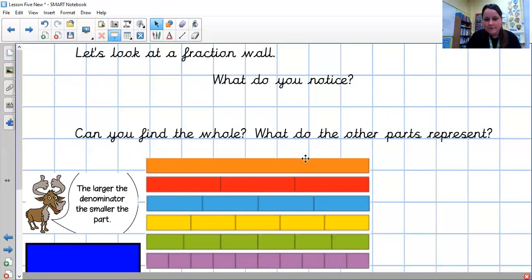Okay, let's have a little look. So the first one, we have got our whole. The top orange bar represents our whole amount. Again, you might want to think of it as a chocolate bar. That would be your whole chocolate bar.